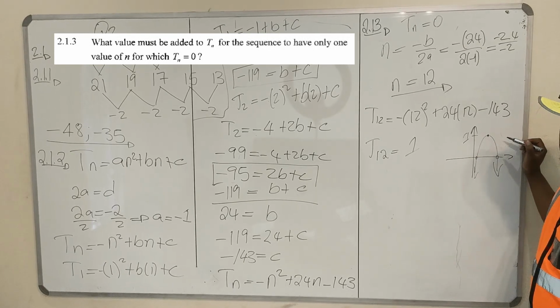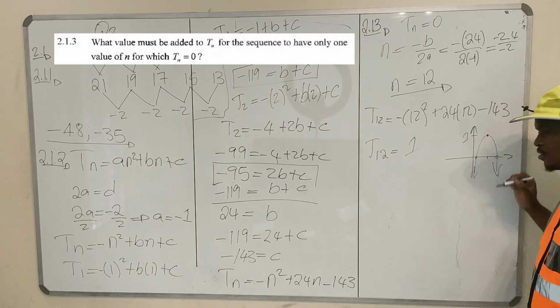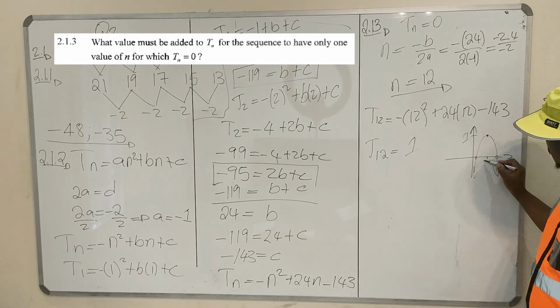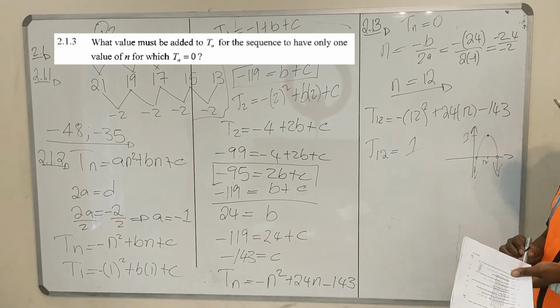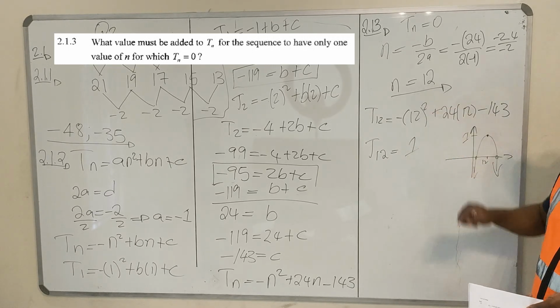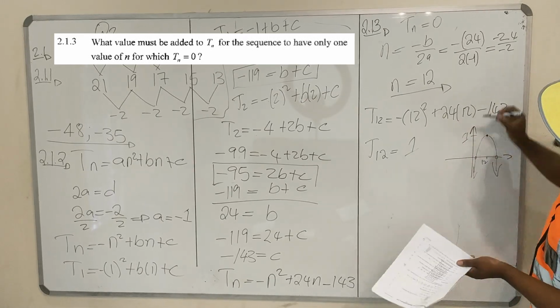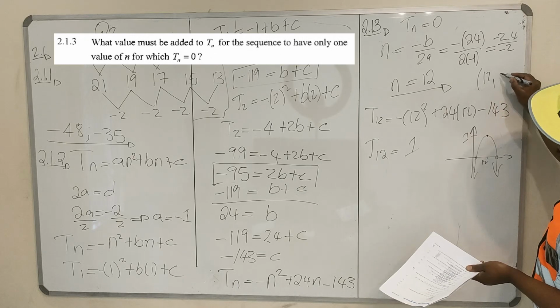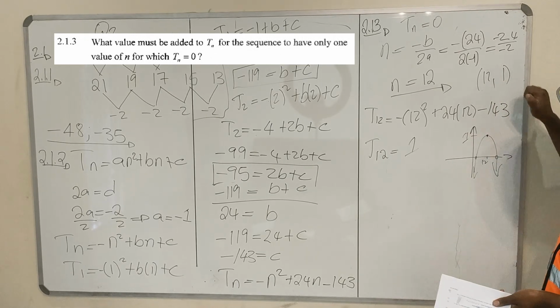How many units? 12. Why 12? Because 12 is the x value, this position here. 12 is the x value of the turning point, and 1 is the y value of it. So you say your turning point is at 12 and 1. So the maximum value of the sequence is at 1.